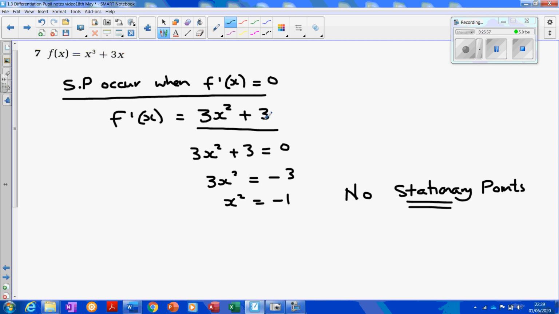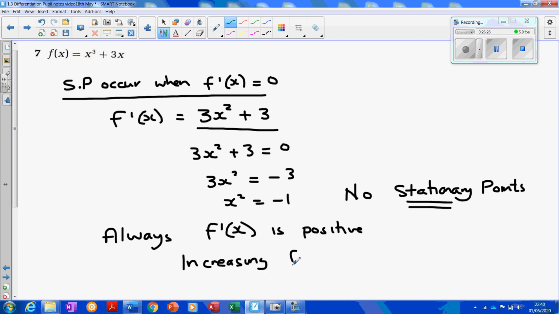If it was, say, minus 1, it's 3 ones are 3, plus 3 is 6, it's positive. If it was minus 1 squared, that's still plus 1. So because every number squared is positive, that's got to be 3 times a positive number, which is positive, plus another 3, which makes it positive again. So f dash x is always positive. So therefore, it's increasing for all values of x.